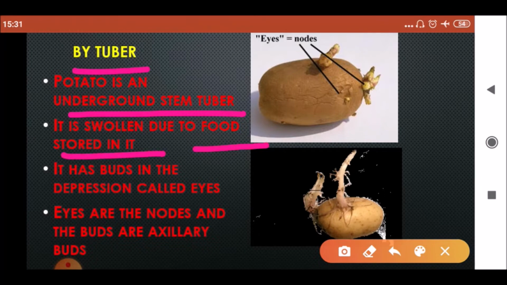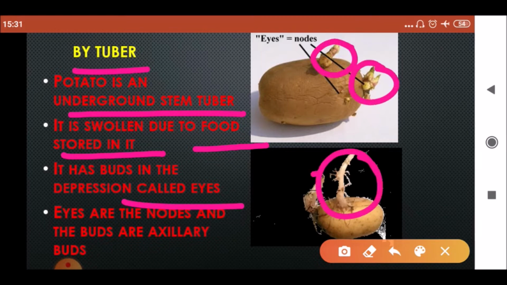This potato has buds in the depression called eyes. Eyes are the nodes and the buds are the axillary buds. Children, these are the buds we can see present on the surface of potato.